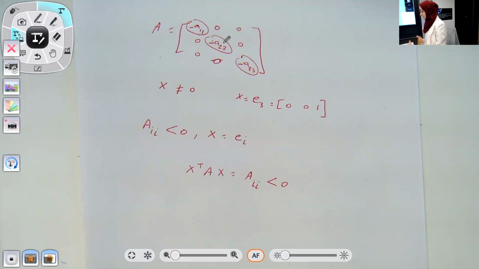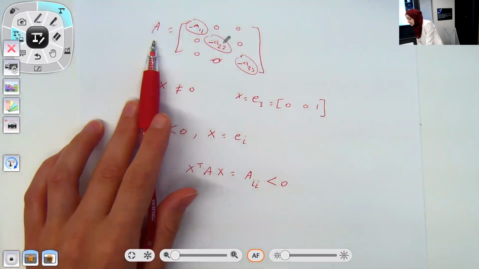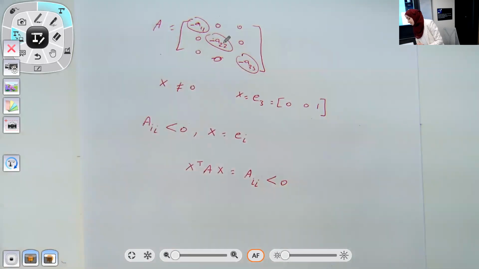Because if you suppose that X is a unit vector, this will give you all the time the same matrix, and this matrix, whose diagonal is all the time negative, so the answer all the time is negative. Is it clear for you? Okay. Last one.